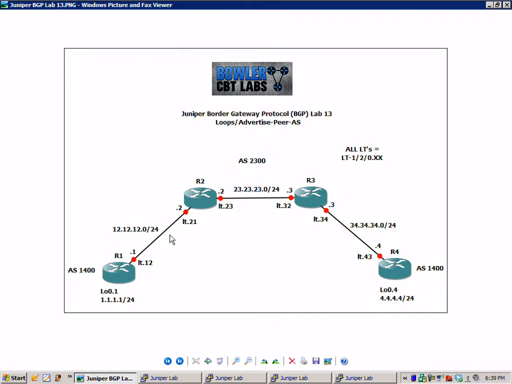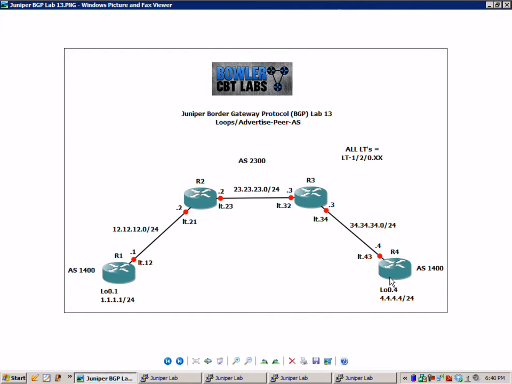We have loopbacks on R1 and R4: loopback 0.4 on R4, which is the 4 network, and loopback 0.1 on router 1 is the 1 network. We are using the .1 IPs in the 4th octet to represent all our interfaces on R1. On R2, we're using .2, router 3, .3, and R4, .4 for simplicity. R1 is in autonomous system 1400. Router 2 and router 3 are in autonomous system 2300, and router 4 is in autonomous system 1400 as well.